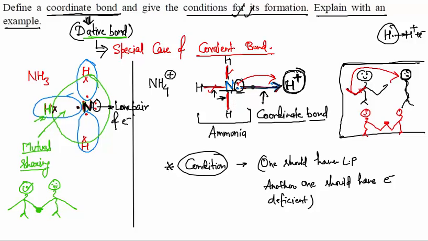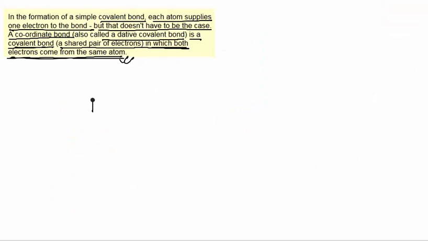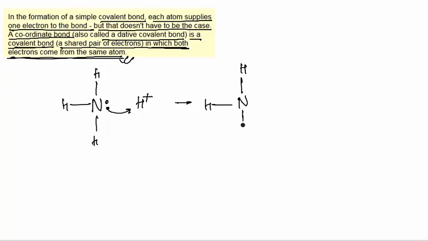But what in case of a dative bond? In case of a dative bond, first this nitrogen will provide this electron to this hydrogen, and then it will share. This is the case: NH3, and you have H plus, no electron. This electron will be provided by this nitrogen to this H plus. So what will be the case? This is your N, H, and this is your H, and this is your H.